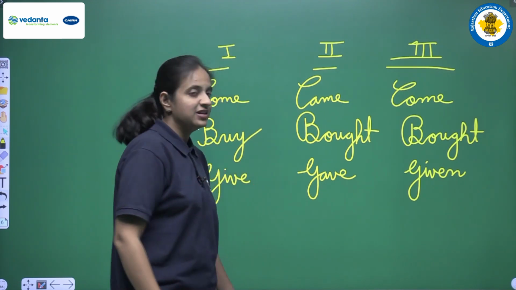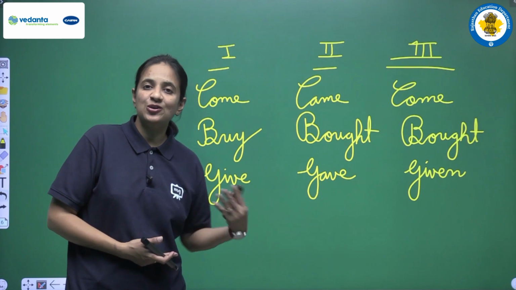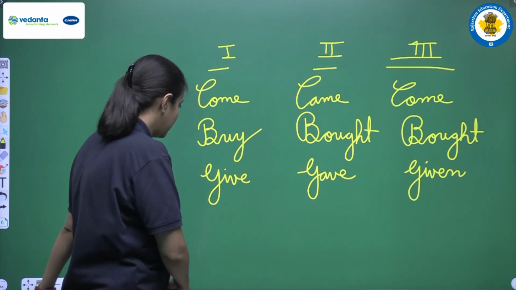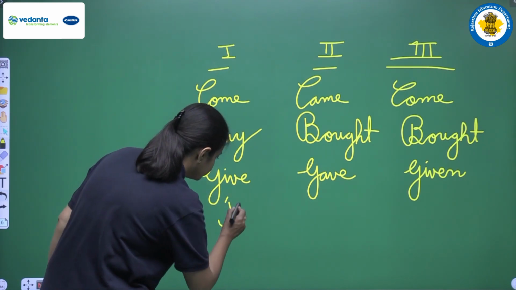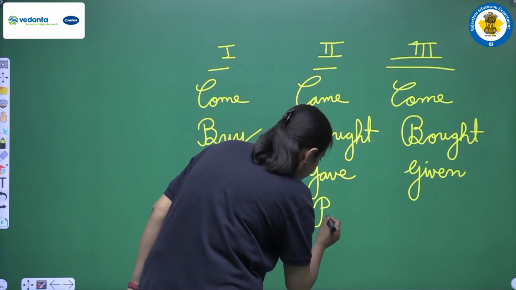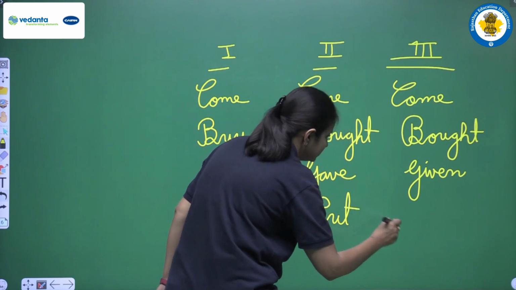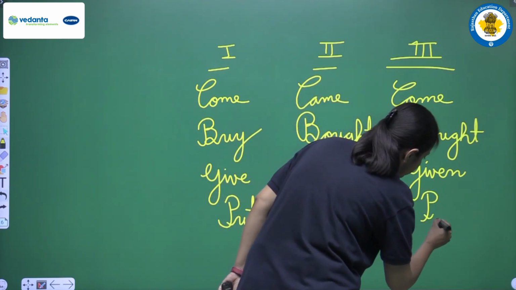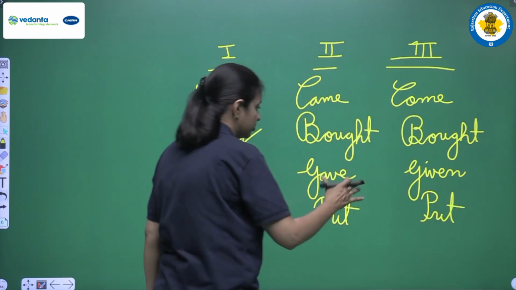But again we are having some of the verbs जिसमें तीनों form जो होती है वो same होती है. Like suppose we can say put. So yes, first form is also put, second form is also put, and the third form will be put only. Okay, so this is put and put.